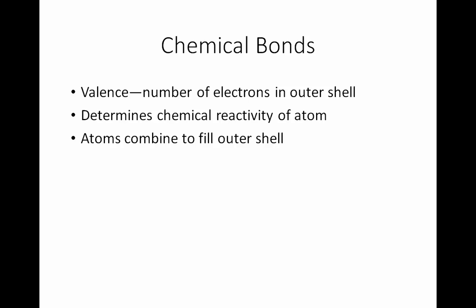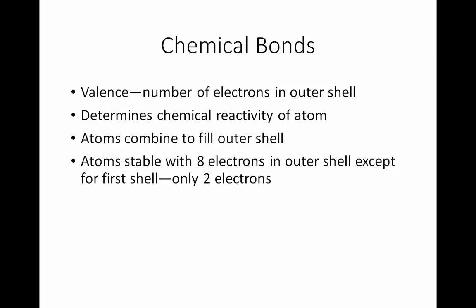All atoms are seeking to have a full outer shell of electrons, and they combine with other atoms to make that happen. Atoms are stable if there are 8 electrons in their outer shell, with the exception of the first shell. The first shell will only hold 2 electrons, and after that, each outermost shell has to hold 8 if it's full. Now, there are all kinds of subshells under these shells. We're not going to worry about that. We're just worrying about that outermost shell has to have 8 electrons, and then it's chemically inert, meaning it won't combine with anything.